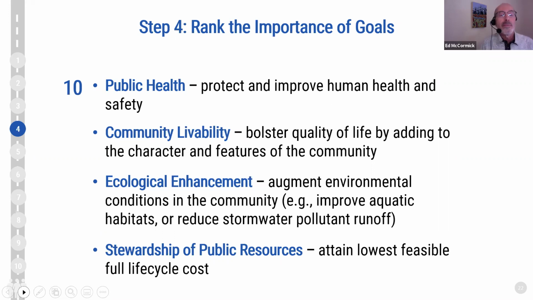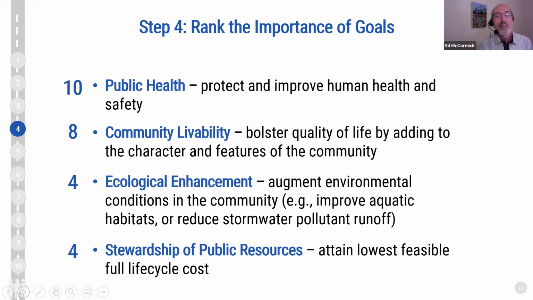So, for example, the first thing you want to do is identify which is the most important, highest priority goal. And in this case, public health was selected as the goal that was most important to the group. And then each of the other 3 goals, you would compare that to public health and say, for example, with community livability, in this case, the group came together and identified that community livability was about 80% importance of the public health goal, ecological enhancement 40%, and then ultimately stewardship of public resources is 40%.